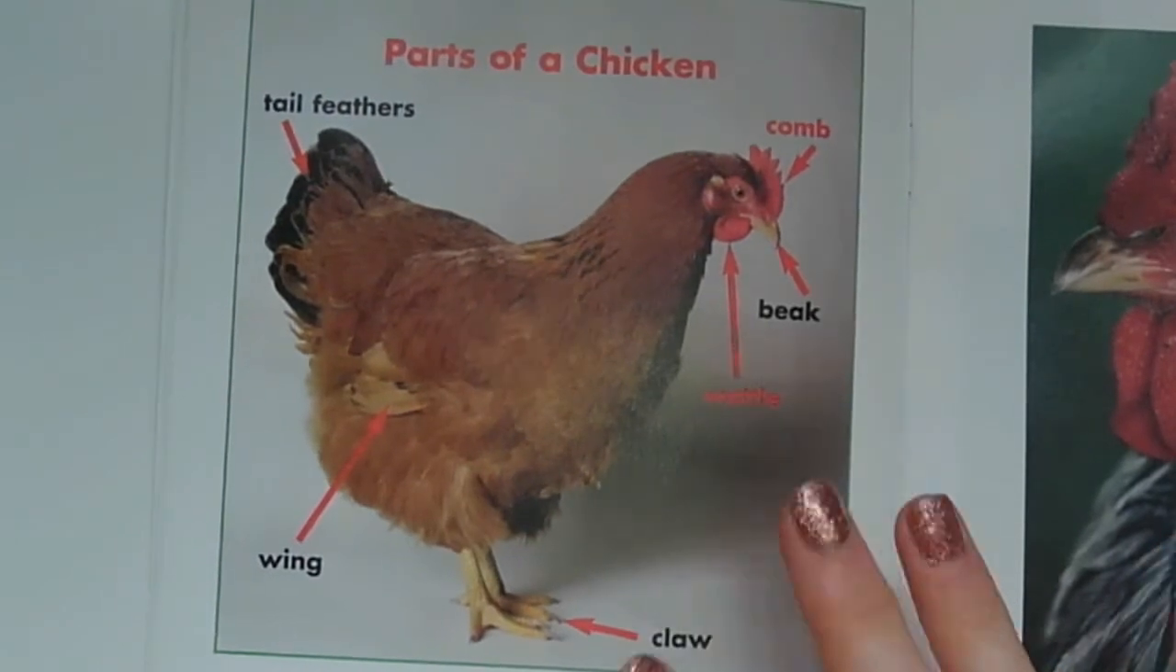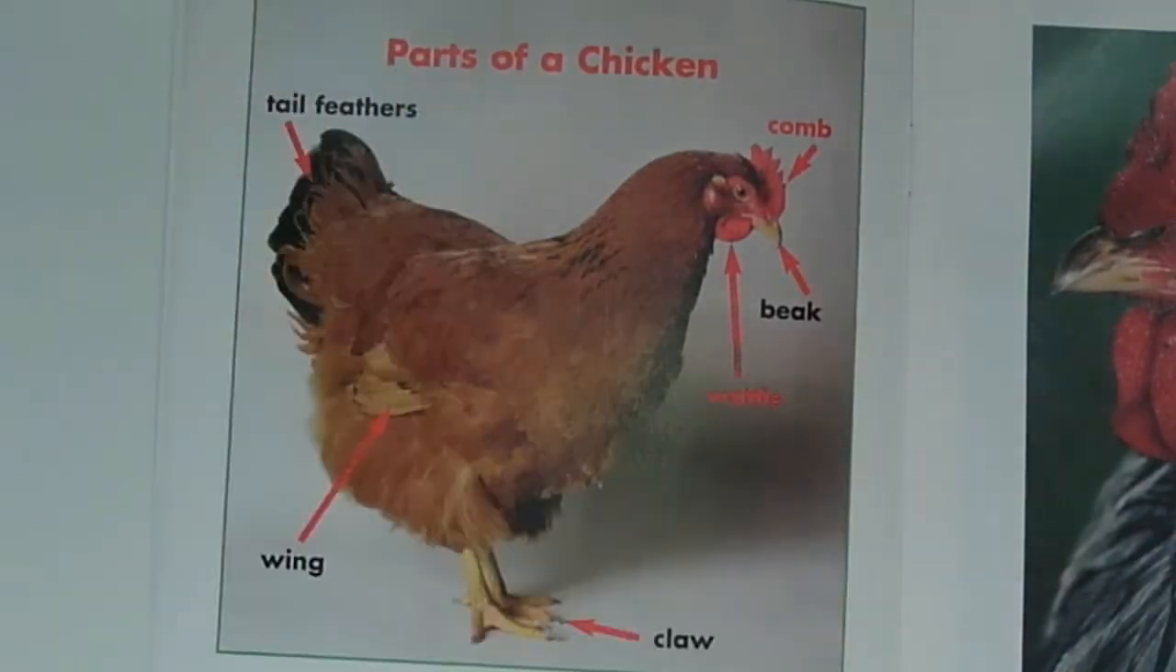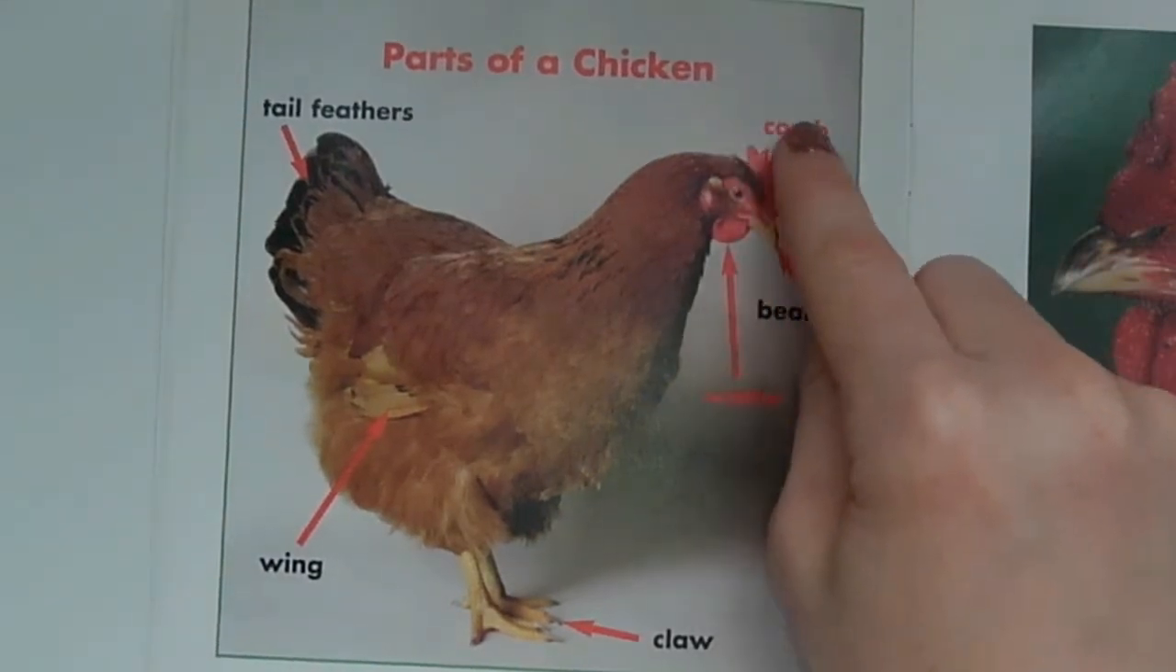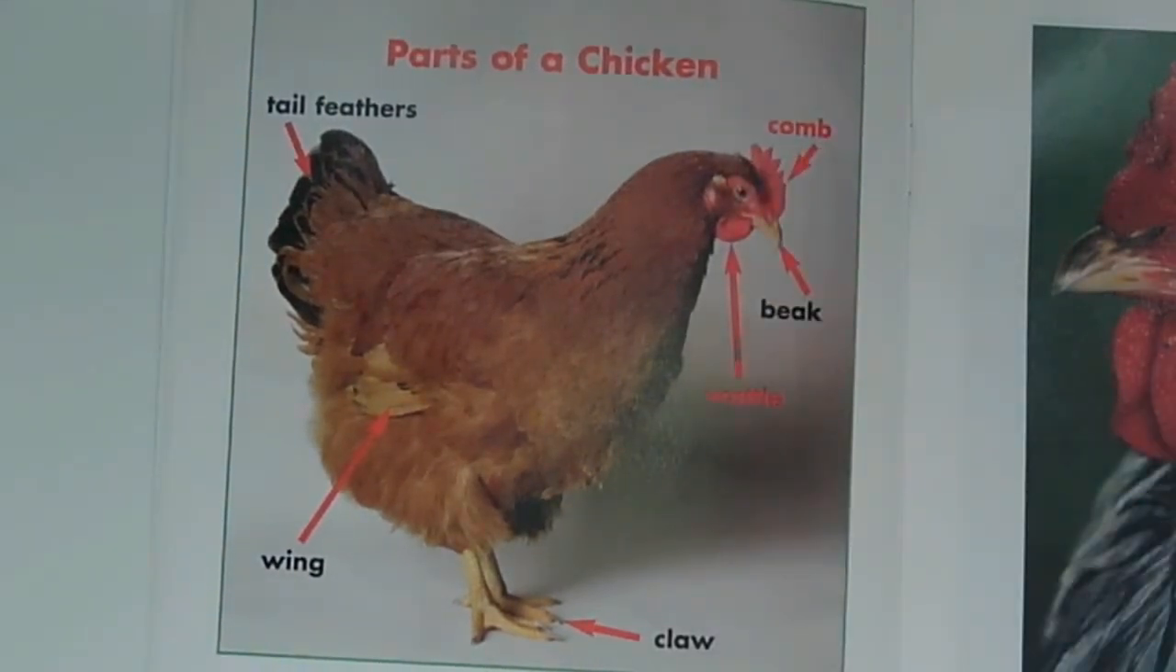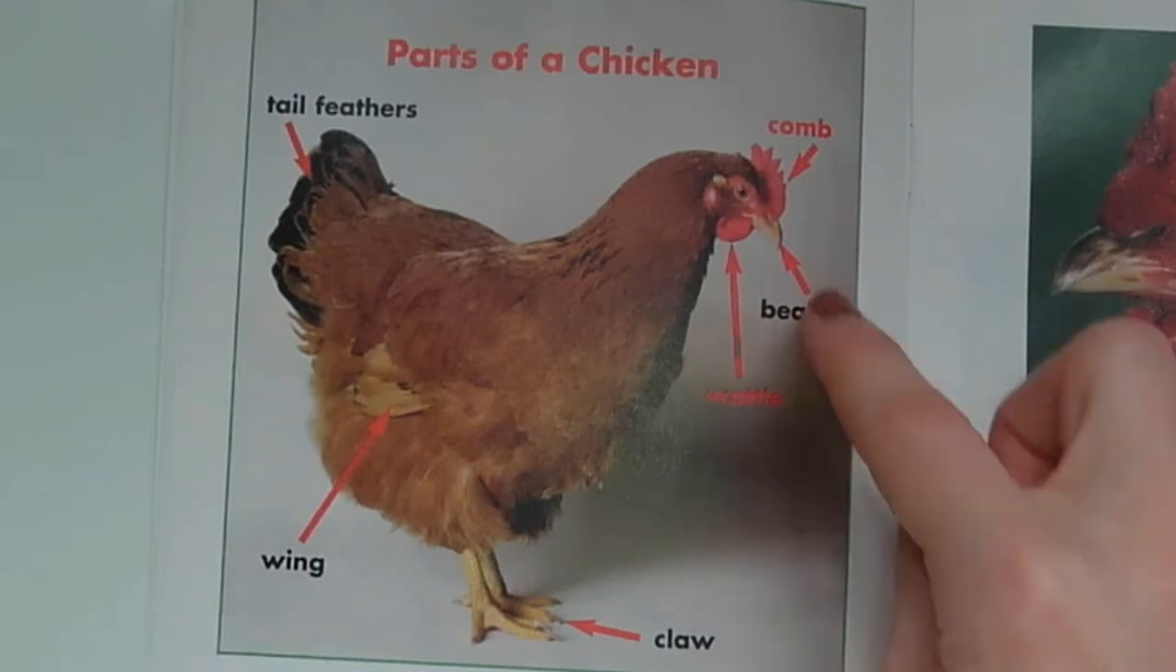Okay. So, parts of a chicken. We've got the tail feathers. We've got the wing. We've got the comb. Now, comb is easy to remember because that's what we put through our hair, and it kind of looks like the chicken's hair, doesn't it? And then there's the beak.